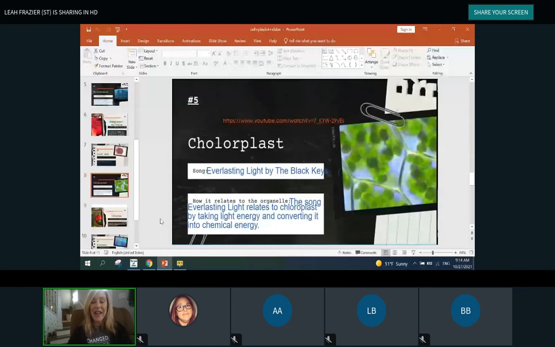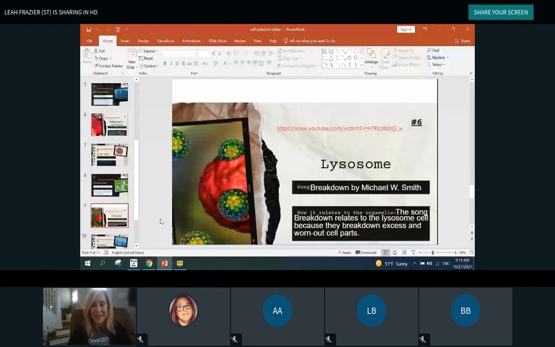She did Everlasting Light for the chloroplast. I also she put some links in here for us that you can listen to. The song Everlasting Light relates to the chloroplast because it takes the light energy and converts it to chemical energy. So we use that light like it was talking about in the song.